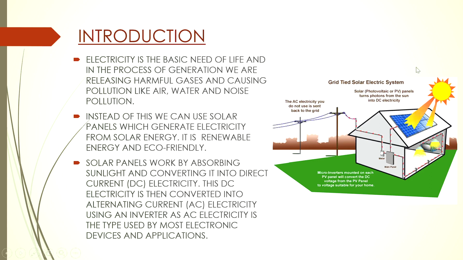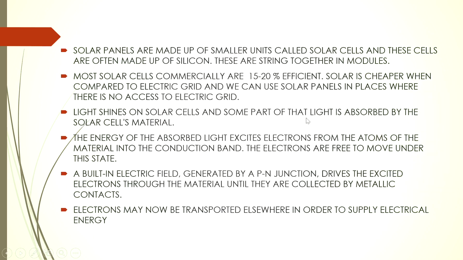As you can see in this picture, when sun rays fall on this panel, energy is generated, and the excess electricity which you do not use is sent back to the grid. Solar panels are made up of smaller units called solar cells, and these are often made of silicon. When these solar cells are strung together in modules, most of the solar cells are 15 to 20% efficient.